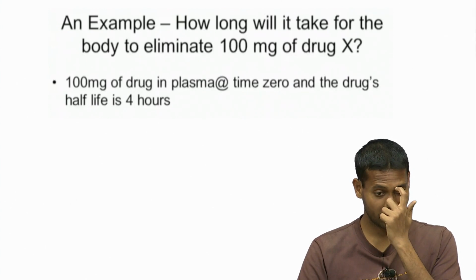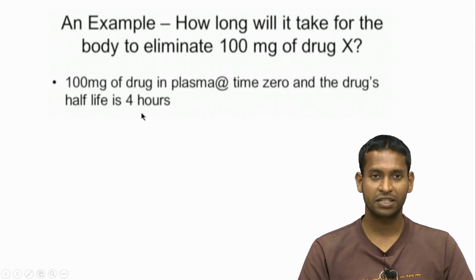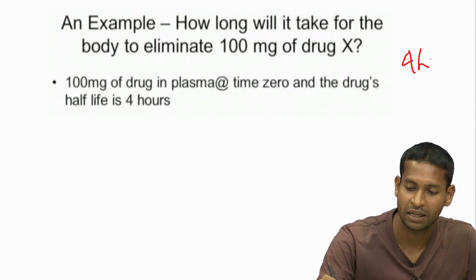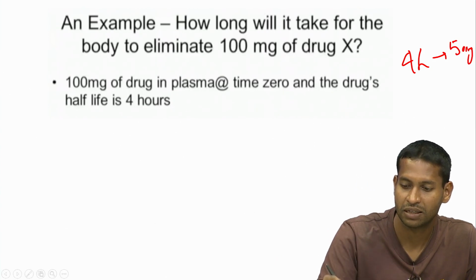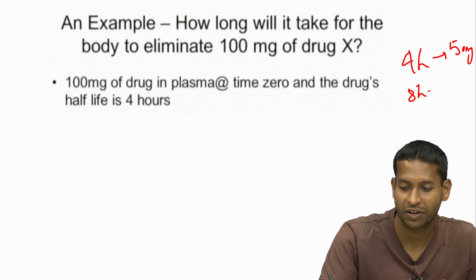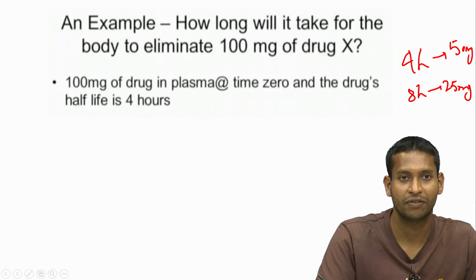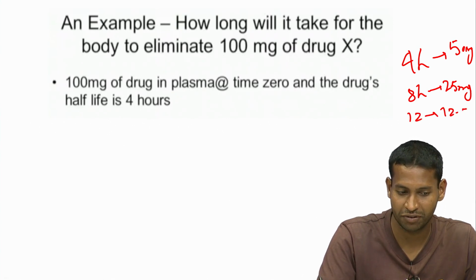There are two ways to do this. One, you can do it empirically. If the half life is 4 hours, then in 4 hours the drug amount will reduce to 50 milligram. In 8 hours this is going to reduce by half again, so it becomes 25 milligram, and then in 12 hours it becomes 12.5.